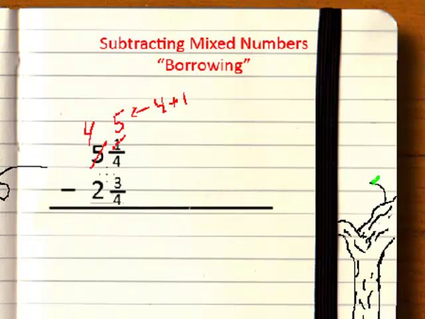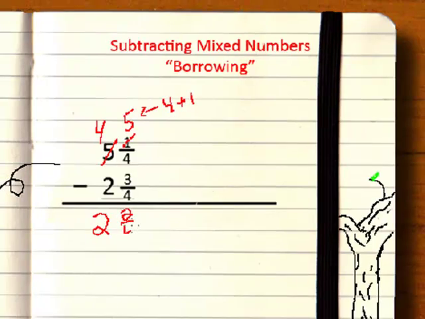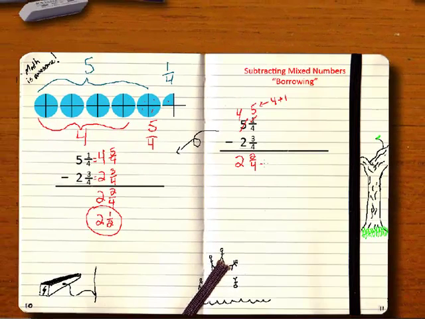What I do now is just subtract the whole number of parts. 4 minus 2 is 2, and 5/4 minus 3/4 is 2/4 once again, always reducing these fractions. It's important to have this process down, understanding it through the visual way, but also knowing how in everyday life we go about doing this borrowing.